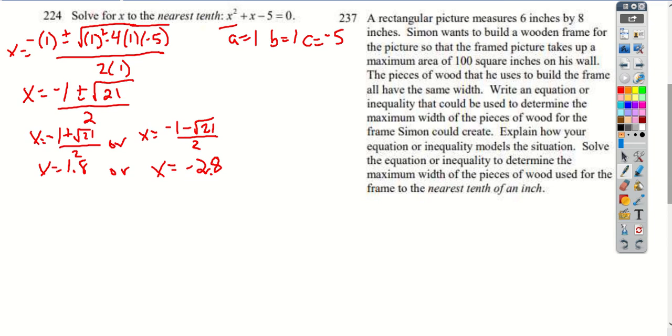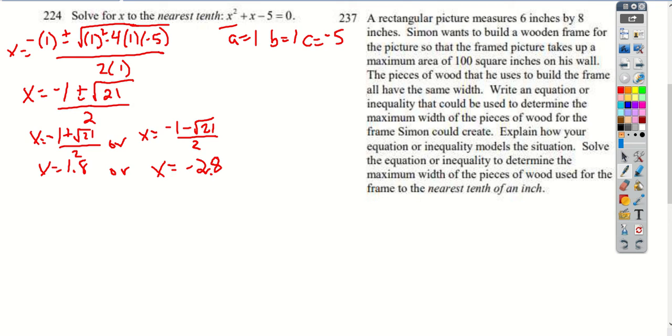237, a rectangular picture measures 6 by 8 inches. Simon wants to build a wooden frame for the picture, so it will take up a maximum area of 100 square inches on the wall. Pieces of wood he uses to build the frame all have the same width. What is the equation or inequality that could be used to determine the maximum width of the pieces of wood for the frame Simon could create? How does it model the situation?